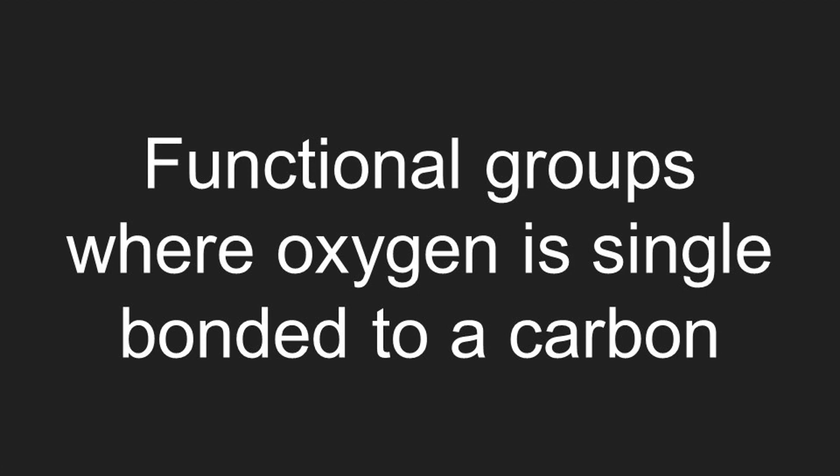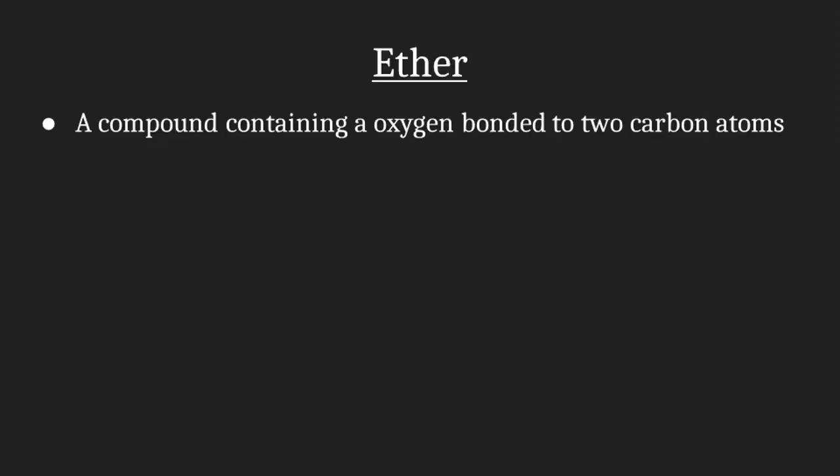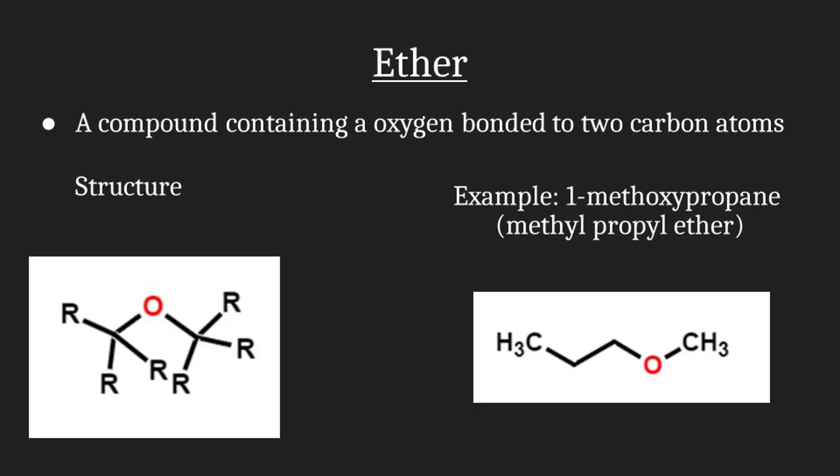The next class of functional groups that we are going to talk about are functional groups where oxygen is single bonded to a carbon. The first type is an ether. This is where an oxygen is bonded to 2 carbon atoms, almost like a sandwich. Looking at the structure, we see that the oxygen is in the middle. It doesn't necessarily have to be in the middle of the molecule, but we see it's connected to two carbons that are connected to either hydrogens or other carbons. And a good example of this is 1-methoxypropane or methylpropyl ether, where the oxygen is connected to the CH3 on the right and connected to a chain of carbons on the left.